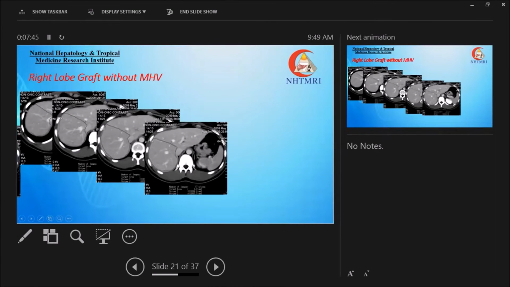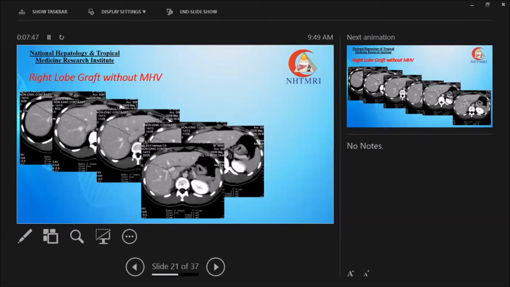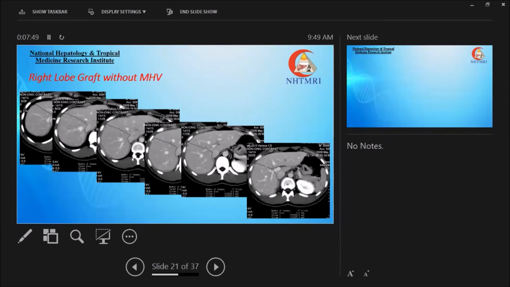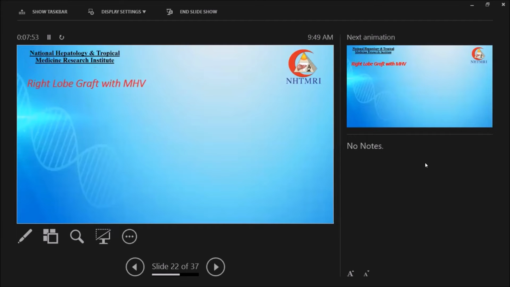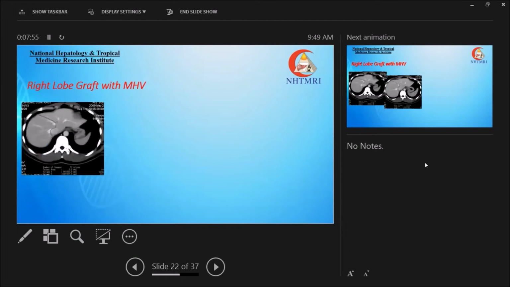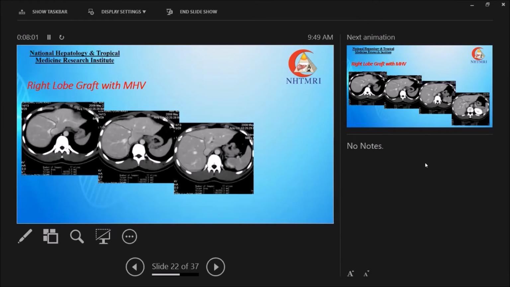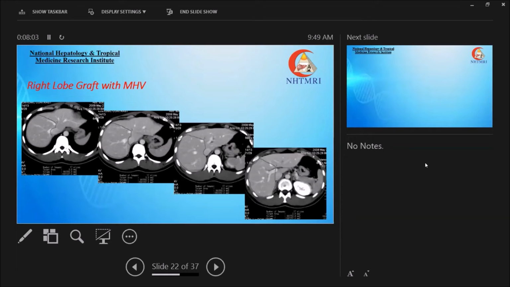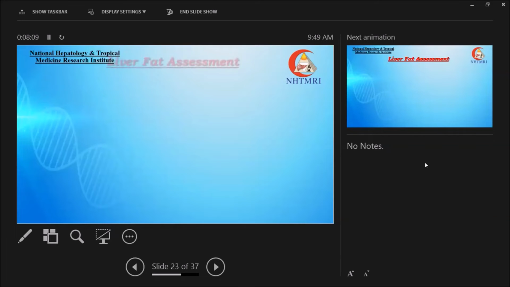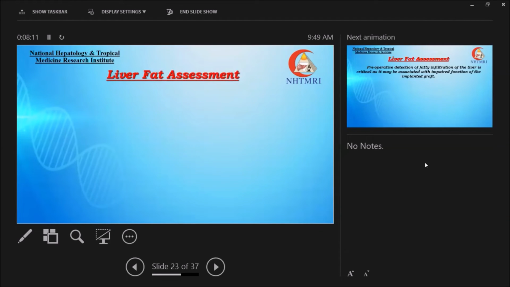And then we measure the whole right lobe here, and from there we get the right lobe graft weight without the middle hepatic vein, and here we get the right lobe with the middle hepatic vein, where we take the plane just to the right of the middle hepatic vein, bearing in mind that, with and without, you have to include the right portal vein with it. This is the volumetry.